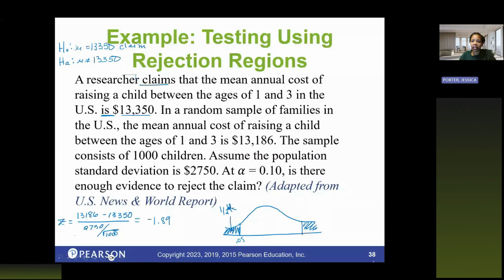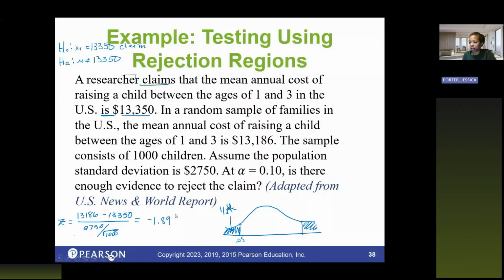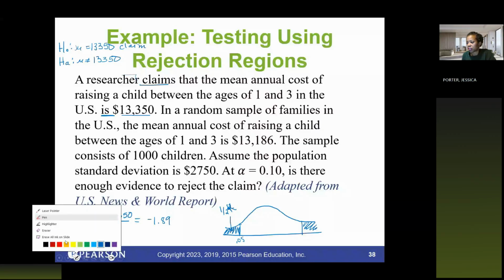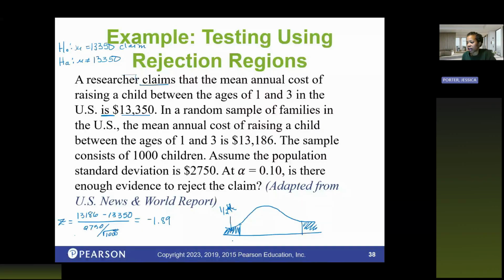So let's look at StatCrunch and the calculator. In StatCrunch, at 0.05 on the left side, I have negative 1.645. So that's what I'm looking at here. It's 0.05 in the middle. Let me erase that. So this is negative 1.645, and on the other side, this is 1.645.